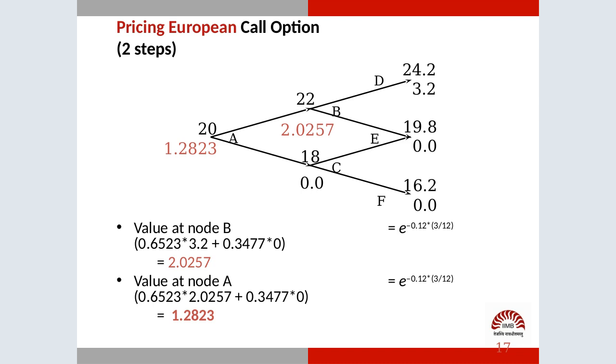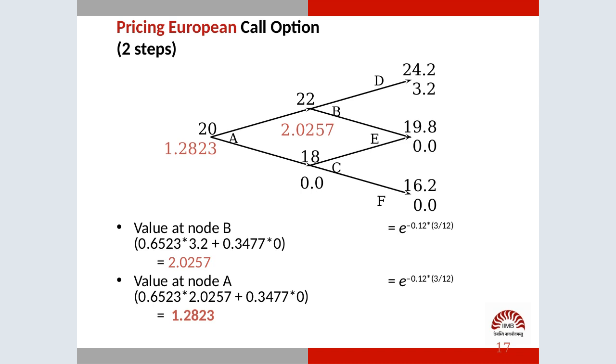What is the value at D? The value at D is 3.2. What is the value at E? Payoff 0. So therefore, the expected value is going to be 3.2, the payoff at D, into the probability. So the value at node B is 3.2 into the probability, which is 0.6523, plus 0.3477 into the payoff at down there, which is 0.